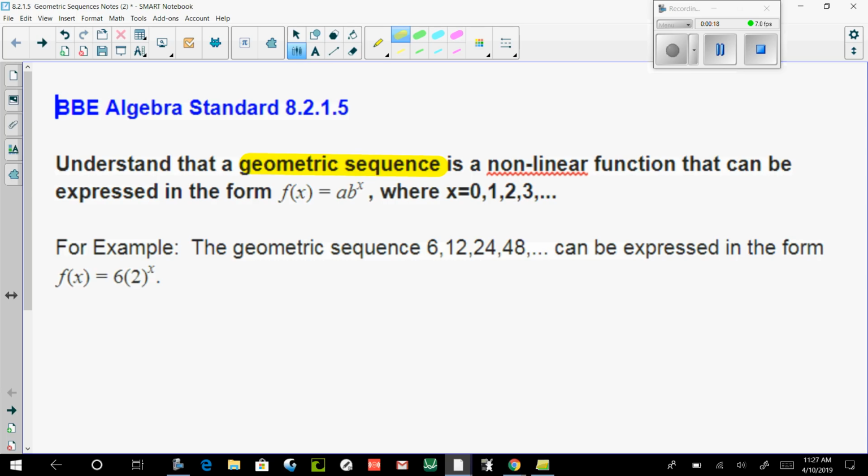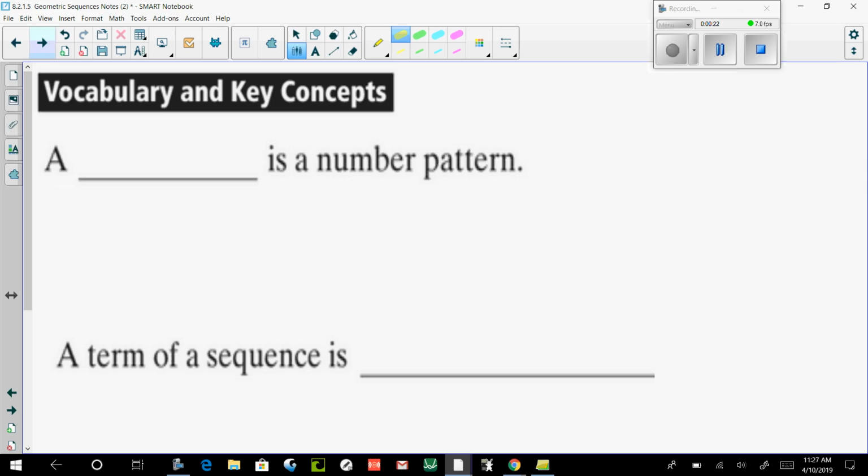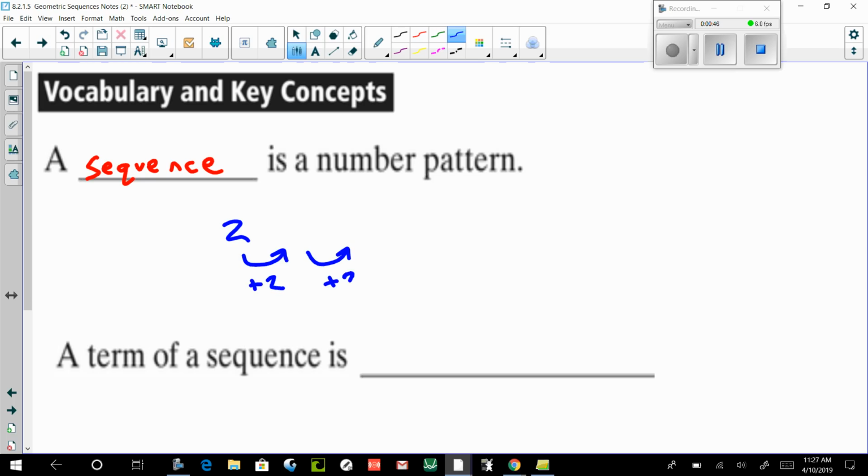We are going to do standard 8215, and we're going to talk about geometric sequences. So the first thing I want to do is review what a sequence is. In simple terms, a sequence is a number pattern. So any pattern of numbers could be considered a sequence. We looked at one type of sequence already this year where we took a number and simply added or subtracted repeatedly to it to form a sequence.